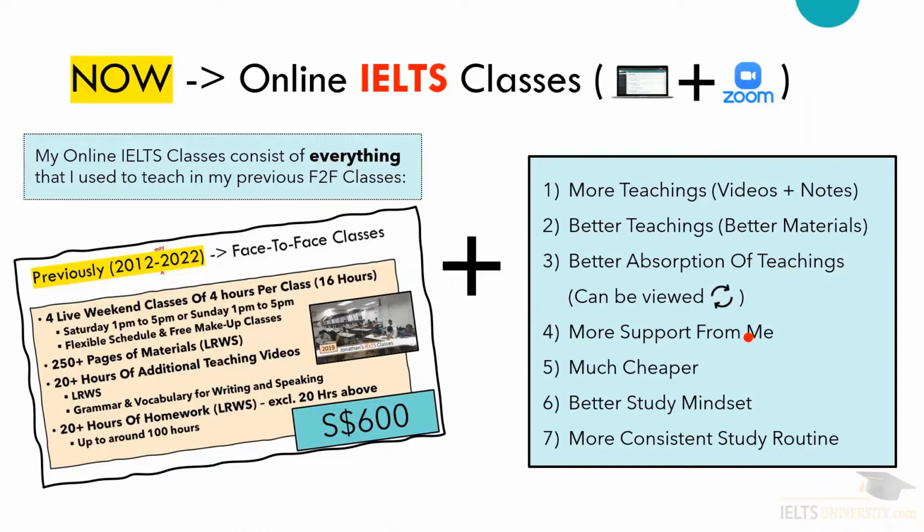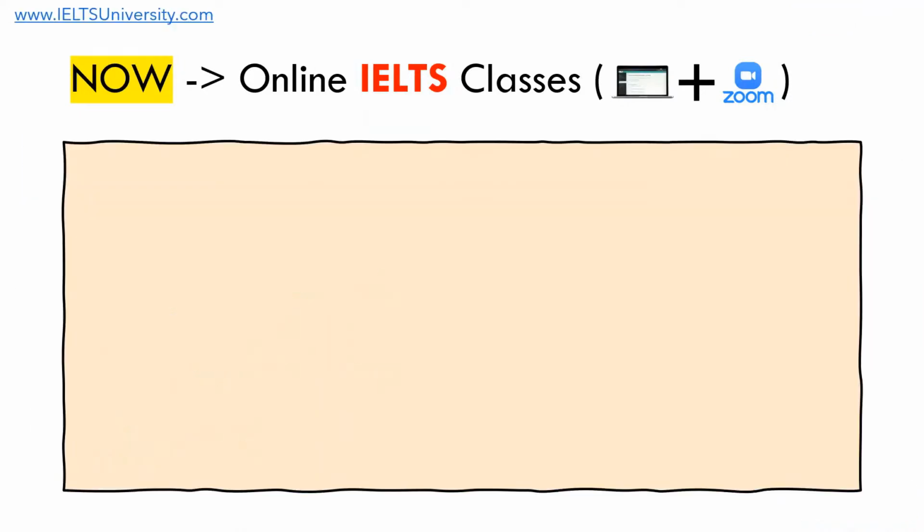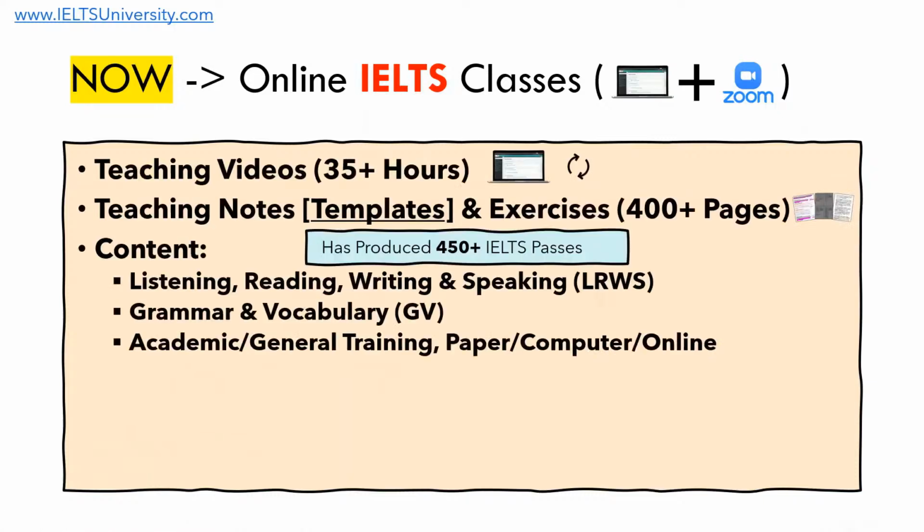Number 4, more support from me. I'll explain this to you later. Number 5, cheaper. Of course, as you saw the price, $250 for the launch price, $400 for the normal price, versus $600. Number 6, better study mindset. And number 7, more consistent study routine. I'll explain all these 7 things to you throughout this video. So let's start right now.